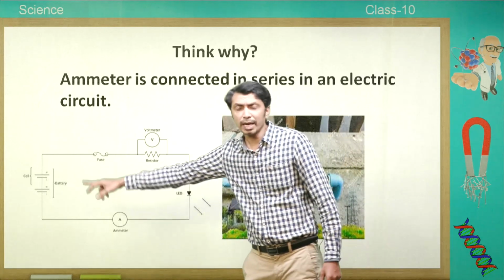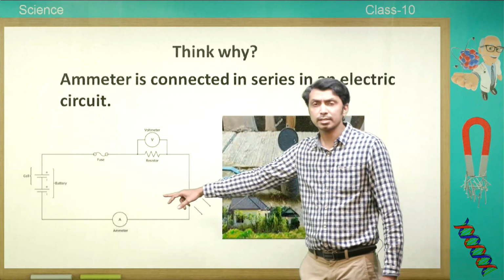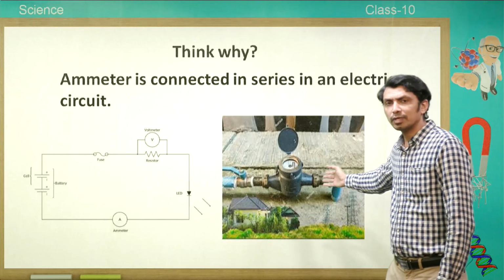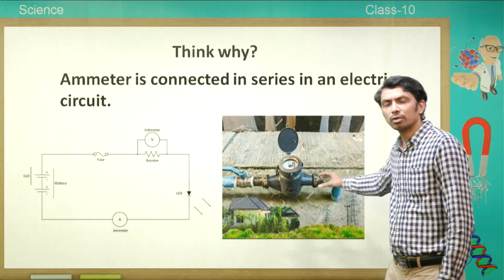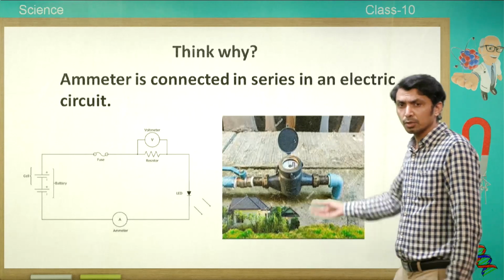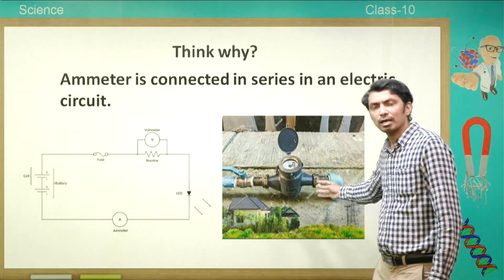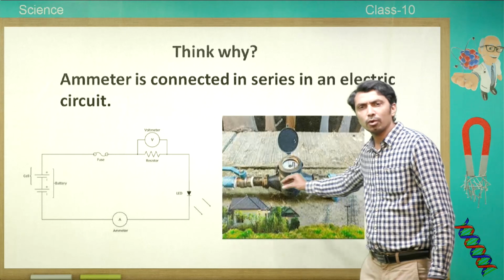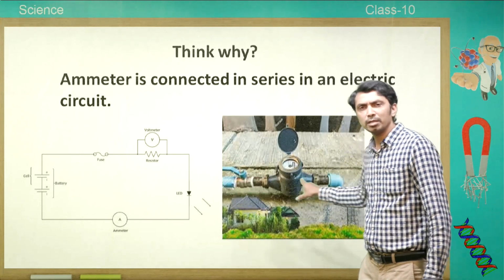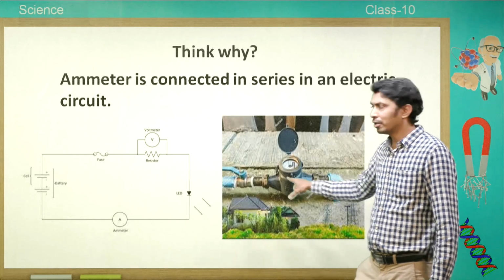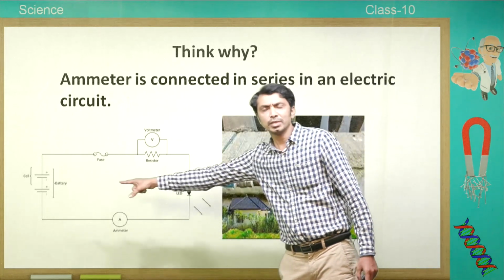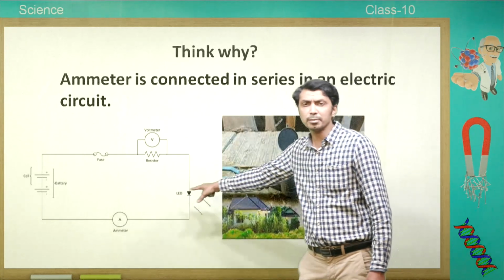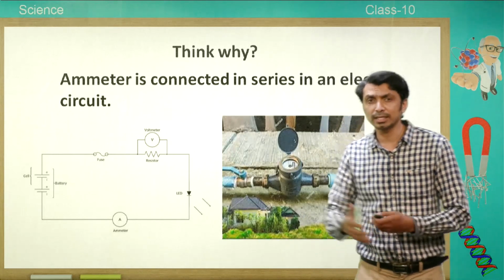It is connected with the battery, or what we call a series connection. Now you may know that at our homes we have a meter to measure the amount of water we use, right? The water supply that enters our homes has a meter fitted at the entry point, so that the entire water the home is consuming is measured through this meter. In the same way, we have to put the ammeter with the battery in series, so that the entire electric current flows through the ammeter to measure the amount of electric current.